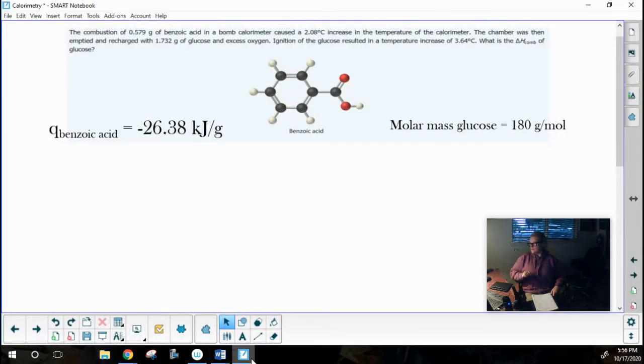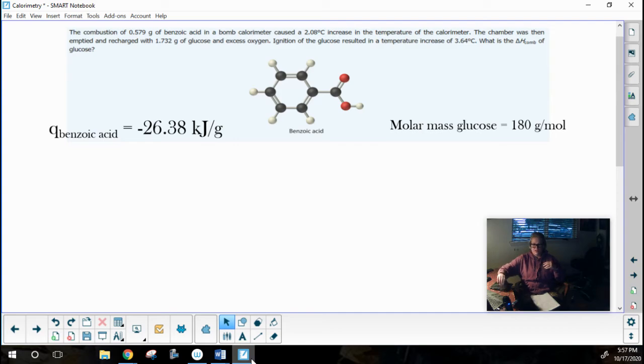Okay, so in this particular example problem, we're going to pretend to standardize our bomb calorimeter first by loading it with a certain amount of benzoic acid. Then we are going to get the heat capacity of the calorimeter, which includes the water and the shell of the calorimeter itself, and use that in order to figure out the enthalpy of combustion of what we're studying, which in this case is glucose.